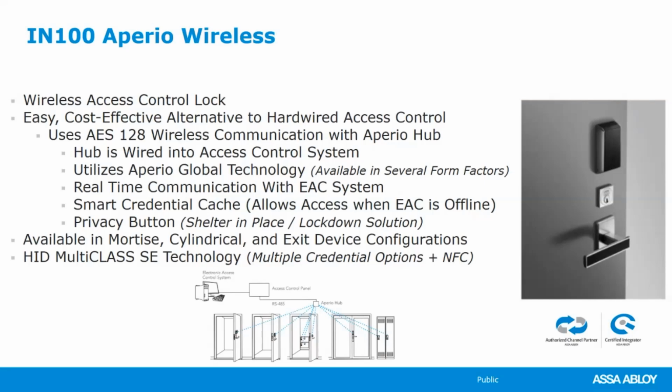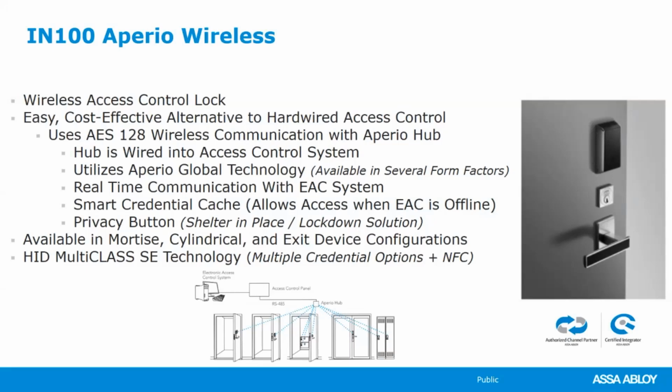We can do server cabinets in server rooms. All of those things could be installed to speak wirelessly to a hub. That hub is then hardwired to the access control system. The decisions are made at the access control system, but we also have a smart credential cache, so if the access control system goes offline, it will remember how it was last programmed for a short time to allow the system to come back online and take new information.